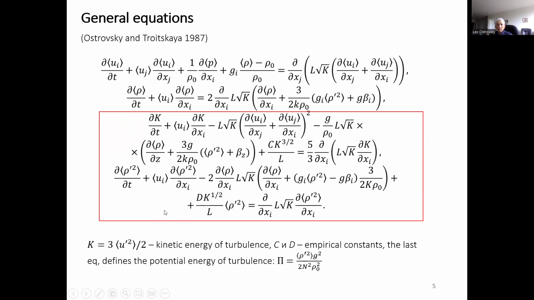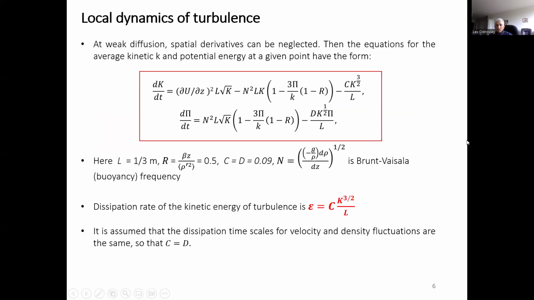And moreover, for the beginning, we consider the average shear flow U given, and the average density term also given, and for the beginning we neglected diffusion, like terms with d/dx. But in this case, because without diffusion we don't have d/dx, we have just local equations in every point for K and P, for two energies. Here, N squared is the given Brunt-Väisälä frequency, and R is some anisotropic parameter related to beta, which I showed before, and here it is 0.5. L is the external scale of turbulence.